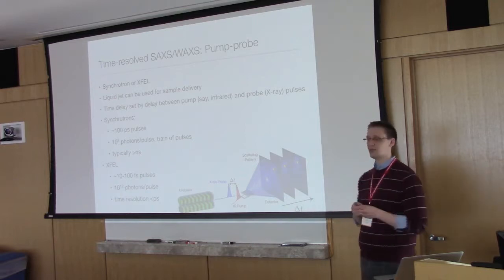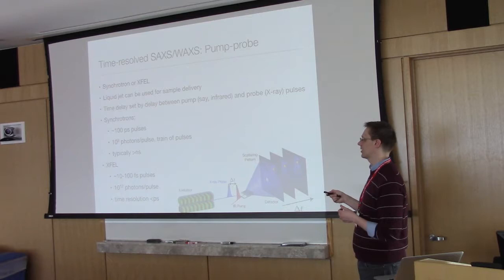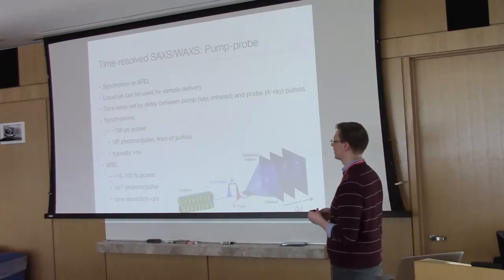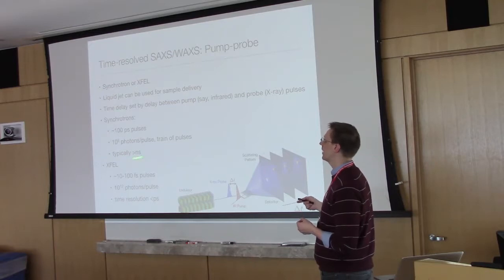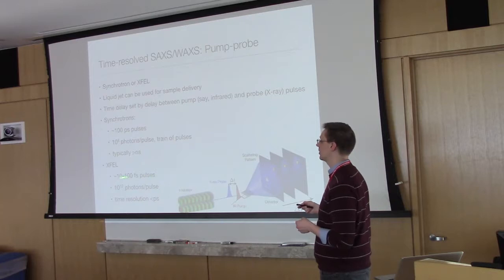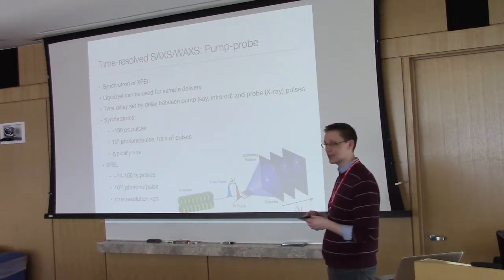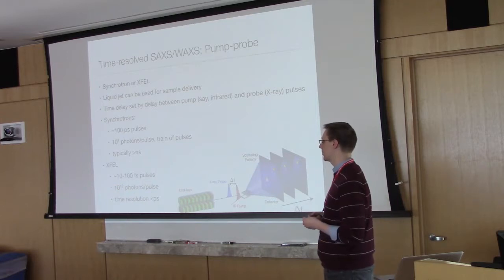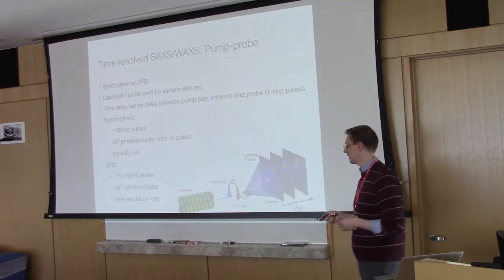There's something like 10 to the 8 photons per pulse. Notice that's per pulse. That's not the flux of the synchrotron, but it's the photons within a single pulse. And typically you're looking at greater than nanosecond time resolution. Whereas with an XFEL, you have extraordinarily short pulses. We're talking femtoseconds. And you have very bright pulses, 10 to the 12 photons per pulse, and you can get sub-picosecond time resolution.